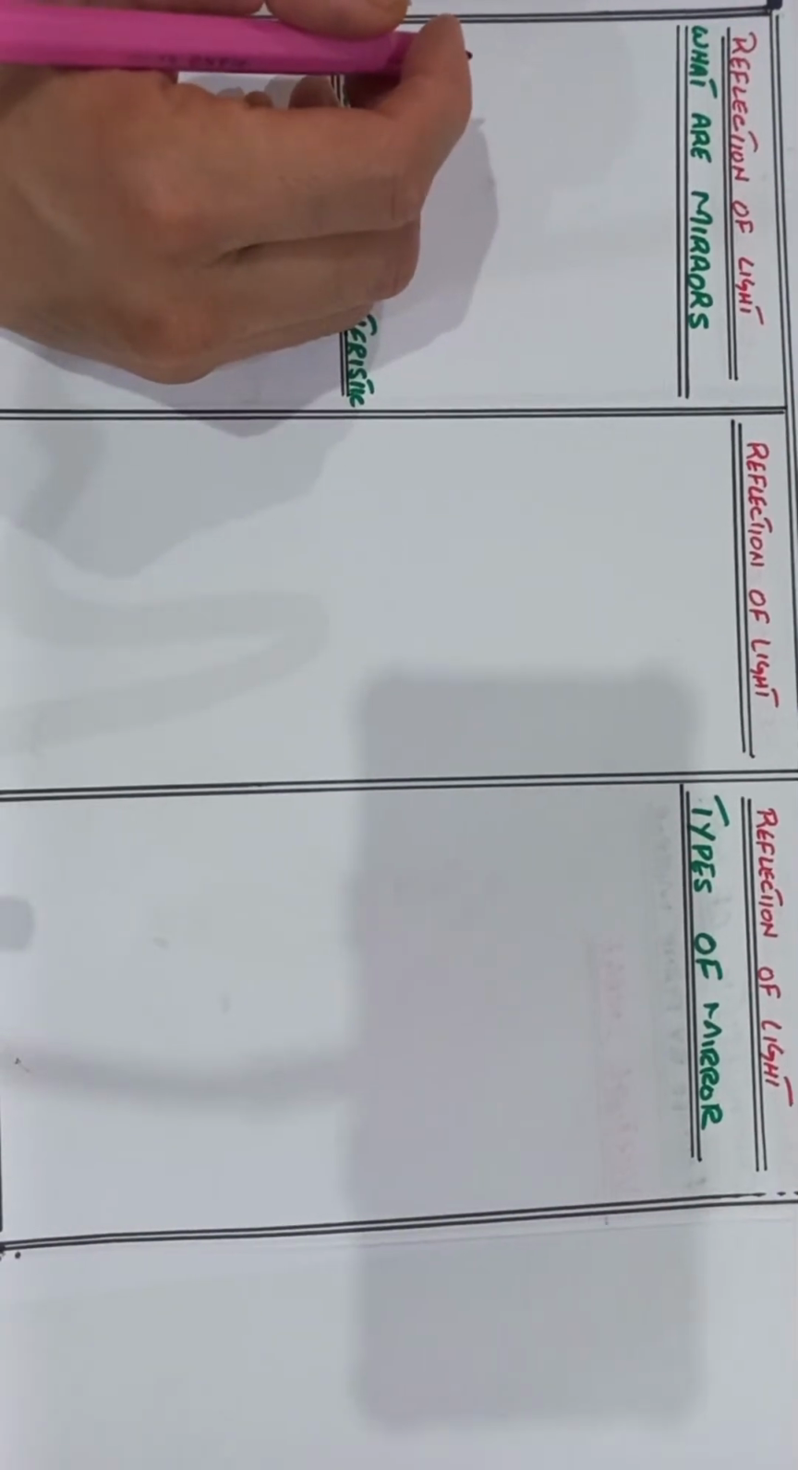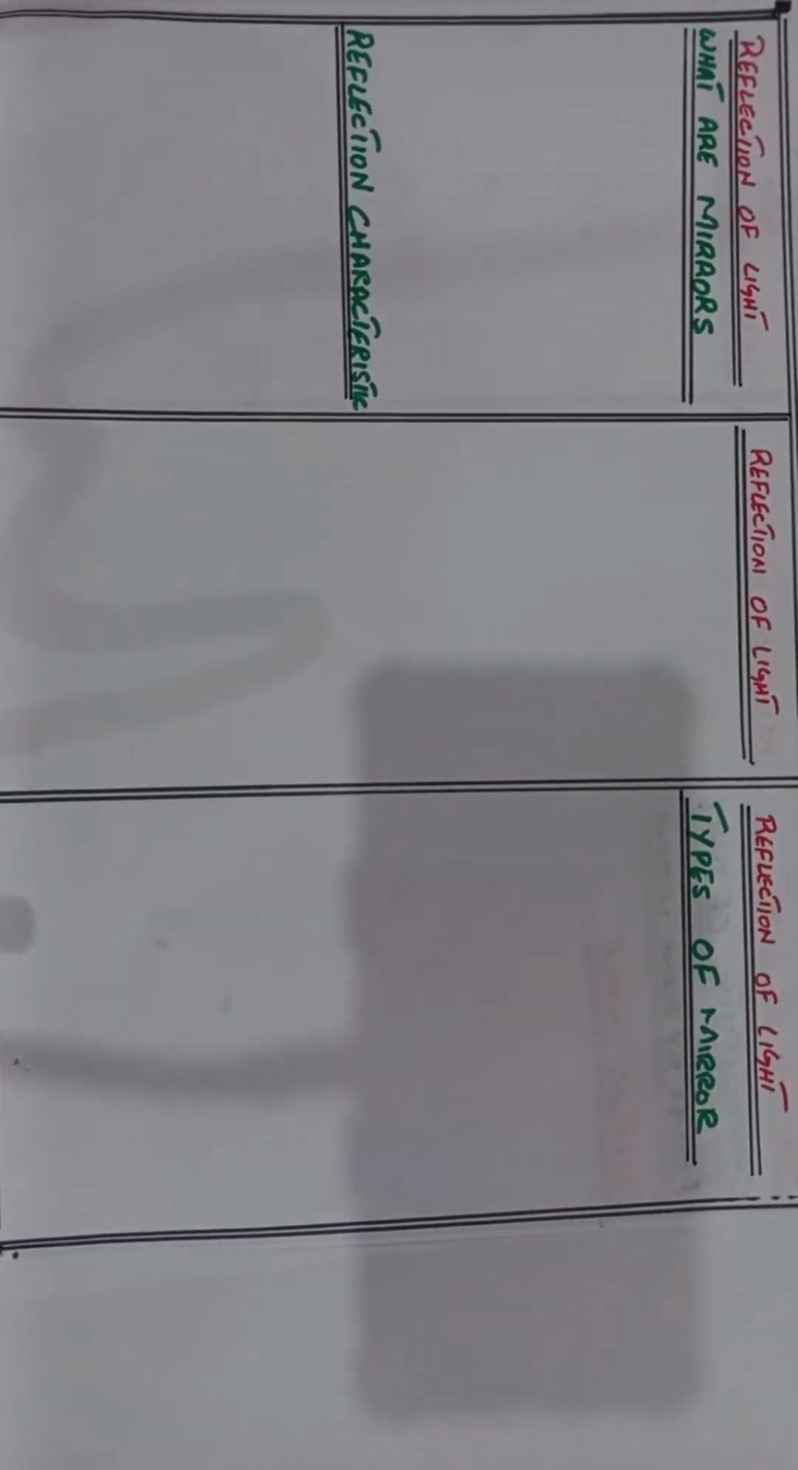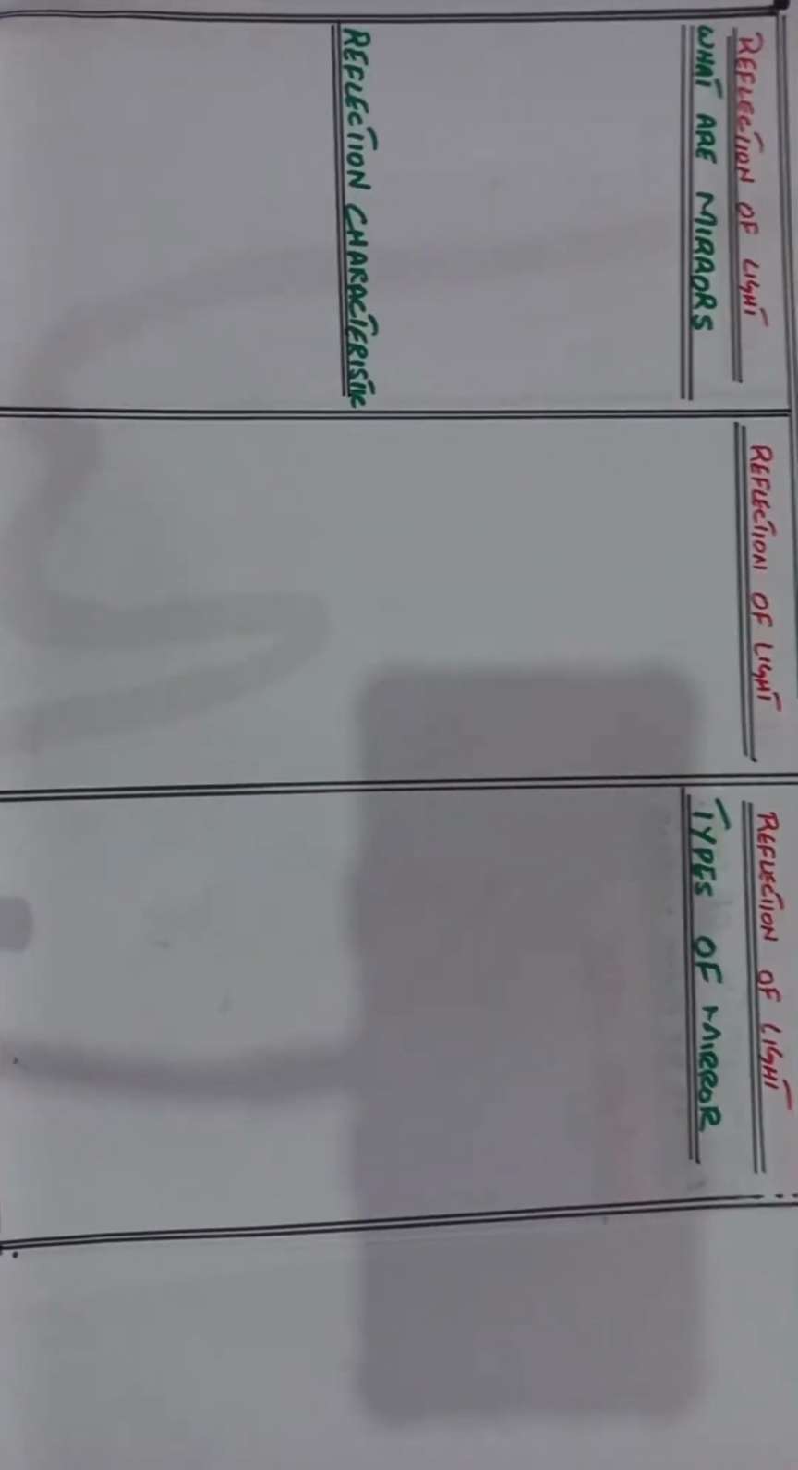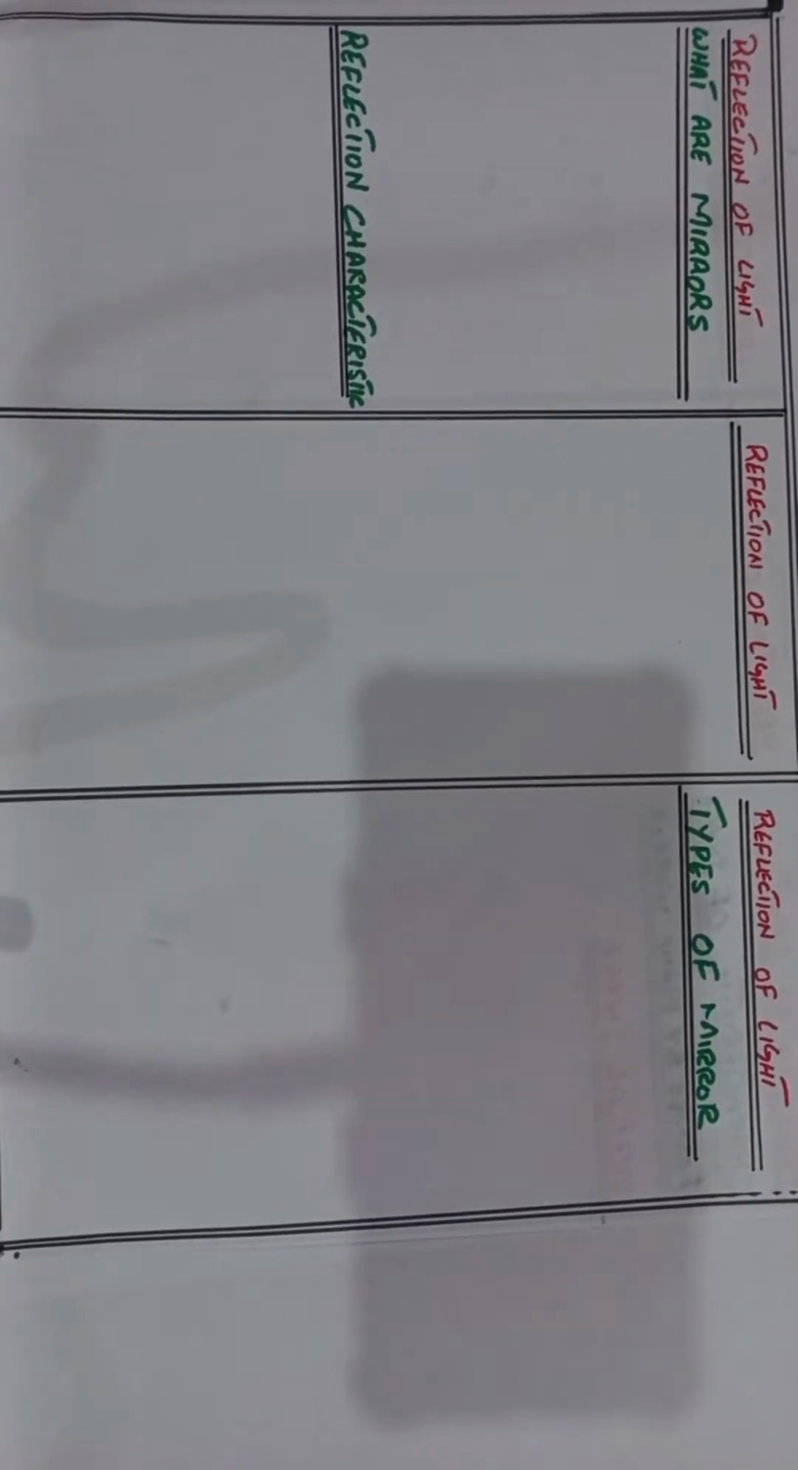A mirror is basically a glass surface. What is happening here?